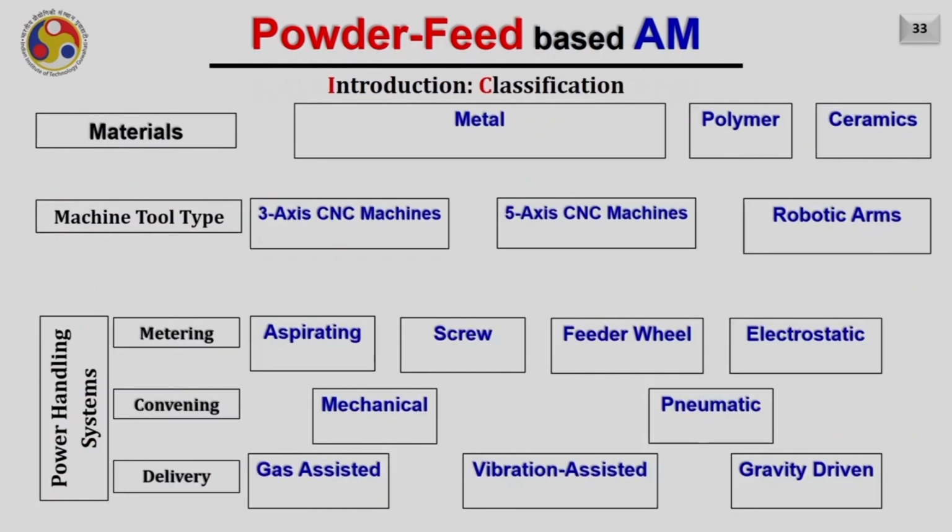Now let us discuss a little bit about different types of systems. Those utilize the 3-axis CNC machine, 5-axis CNC machine and robotic arm, and definitely use metal as a raw material.